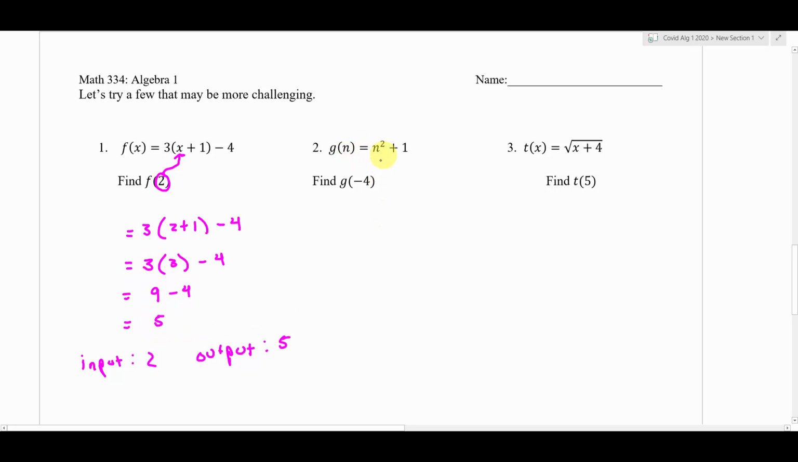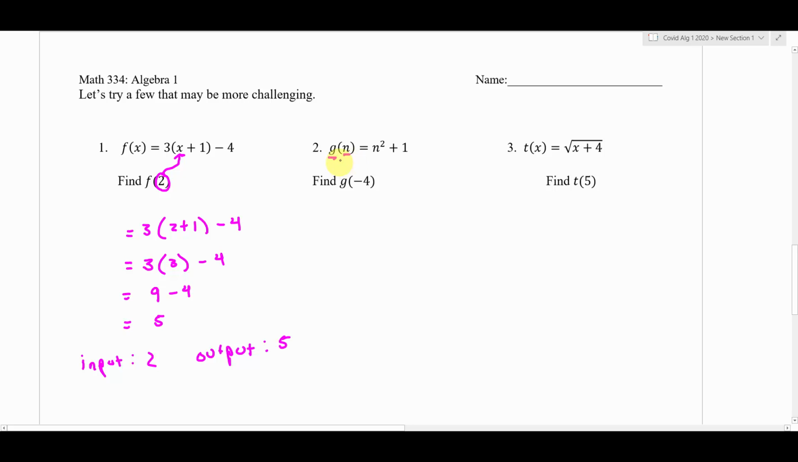All right, let's try it again for number 2 here. This one's got a squaring thing going on in there, so let's see if we can handle that. Notice the name of my function has changed. It's no longer f, it's g. And notice that the input has also changed. It's no longer x, it's n.